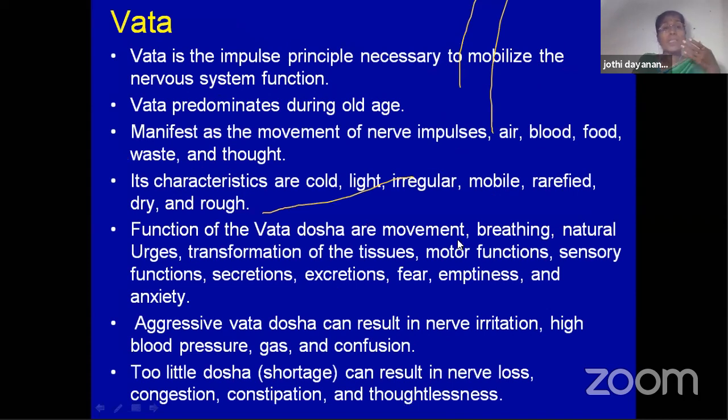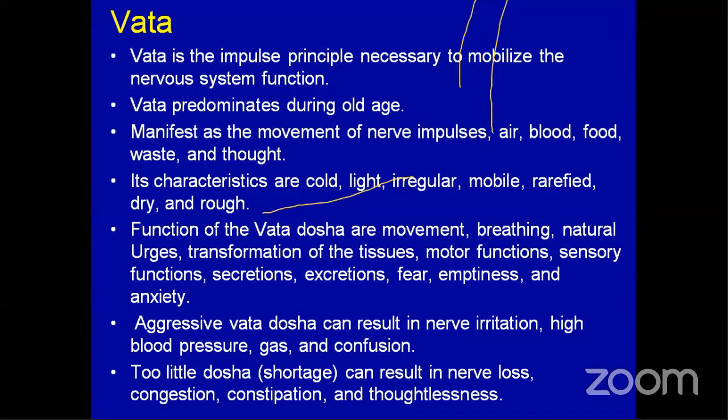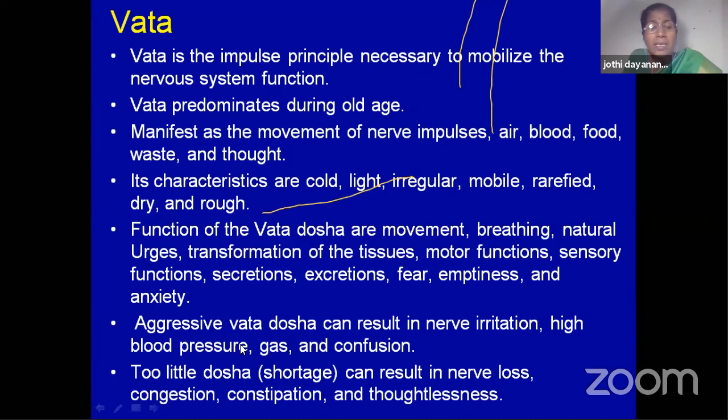What is Vada? Vada is the impulse principle necessary to mobilize the nervous system function. Basically, Vada predominates during old age. Sometimes even at 80, people are governors in India, they have a good brain and they do work. But there are some people, at 50 or 55 years, who become too old. They can't memorize, they can't remember your name. It is all because of what they have been drinking, the habits they got into, which affects their nervous system. It manifests as the movement of nerve impulses like air, blood, food, waste and thoughts. So all these things are influenced by Vada.